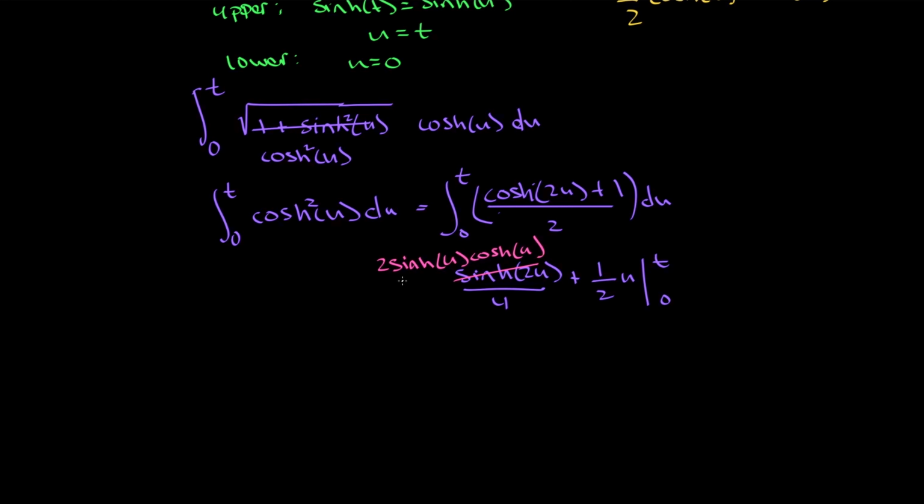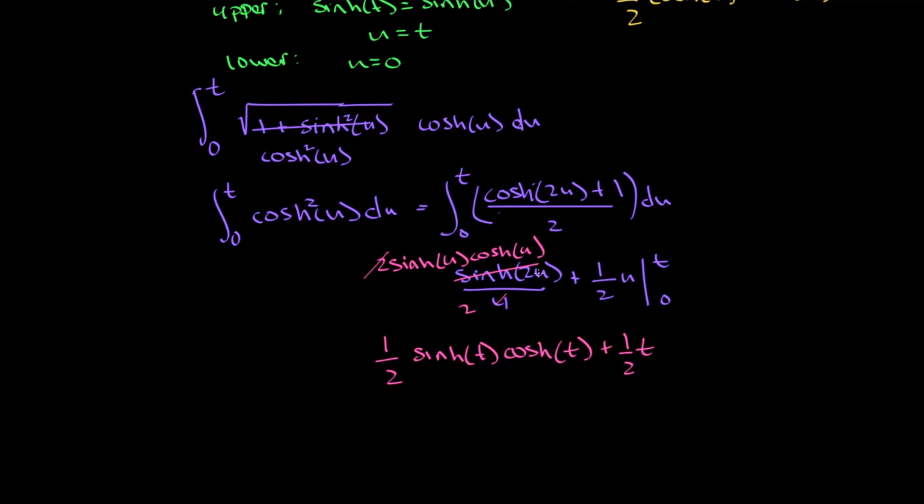So we finally get what? This 2 and this 4 are going to go to 1/2. Remember, that's 1/2. Those didn't cancel, they just go to 1/2. I want to make sure we got that right. So we have 1/2 times sinh of t times cosh of t, plus 1/2 times t. And then everything evaluated at 0, this is going to go to 0. Sinh of 0 is just 0. So we have 0 on our lower limit.